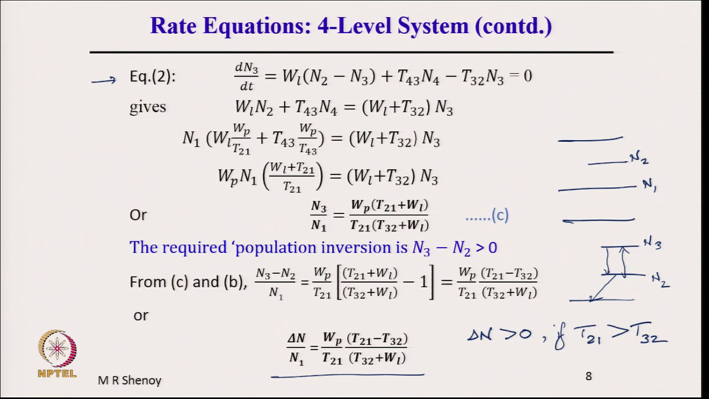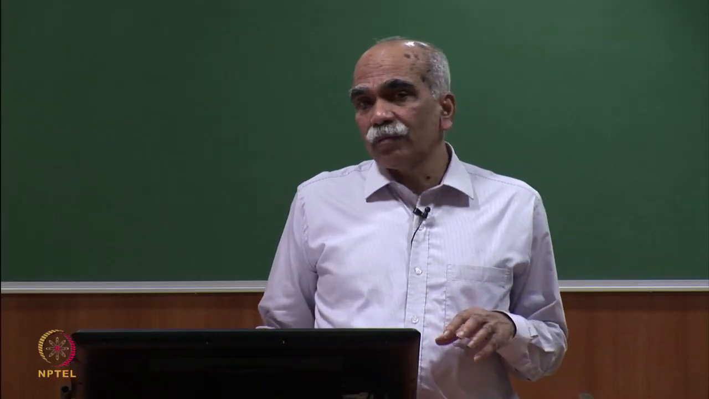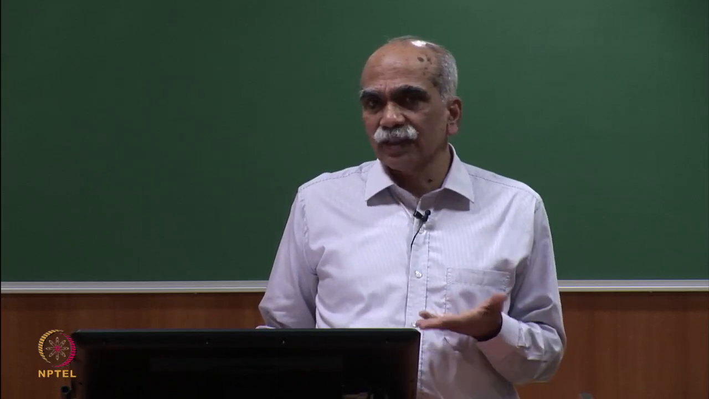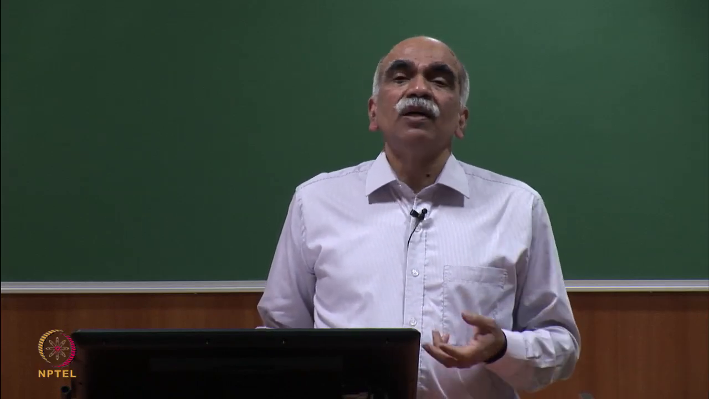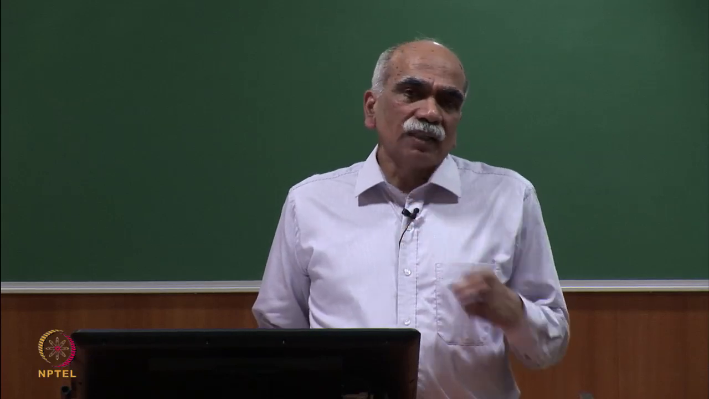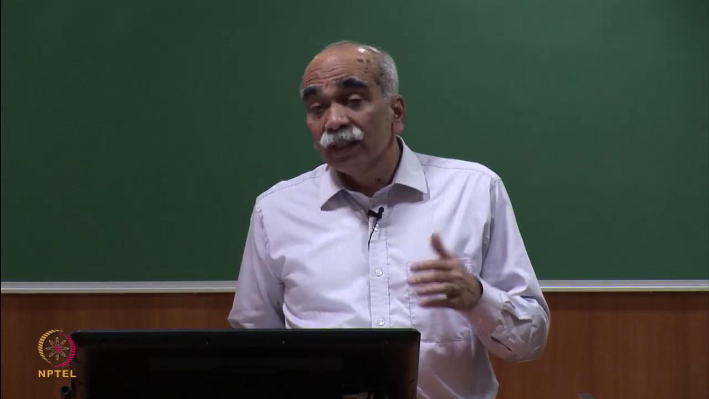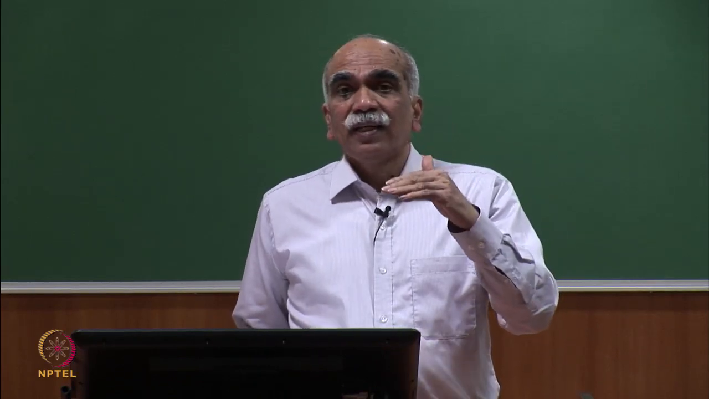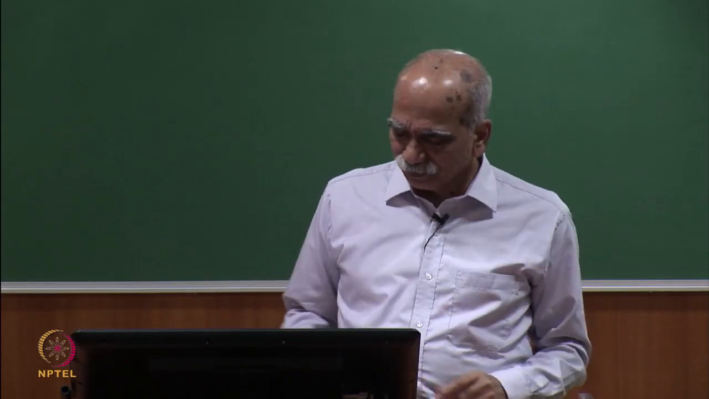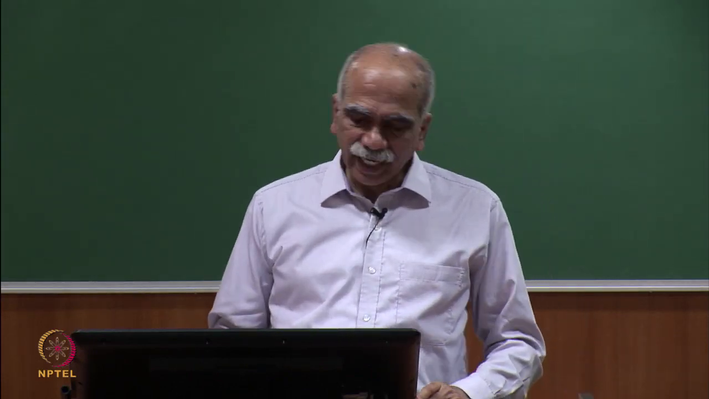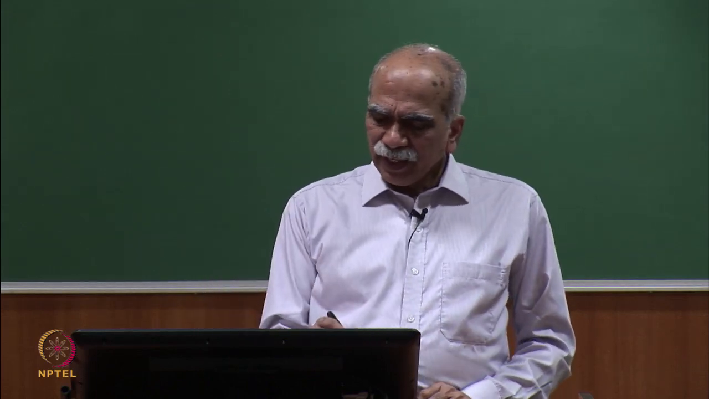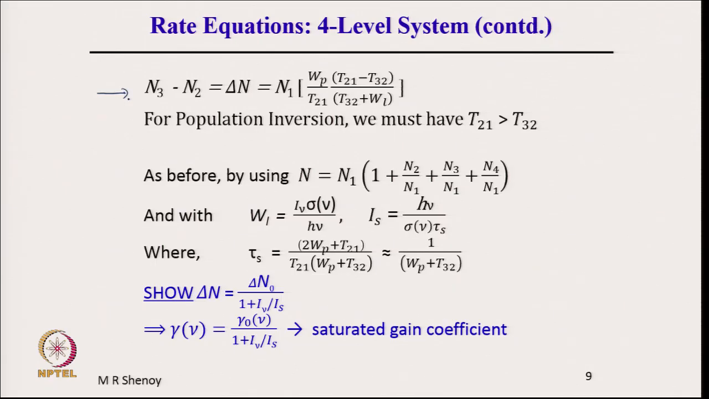So, we have to look for a laser medium where the lifetimes or the transition rates are such that T21, that is from the lower excited state, the transition rate is much faster compared to the upper excited state, or if the upper excited state is a metastable state. Okay. So, I have rewritten here, N3 minus N2 is equal to delta n into this. Therefore, for population inversion, we must have T21 greater than T32.